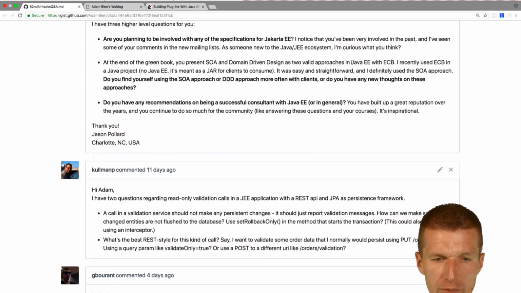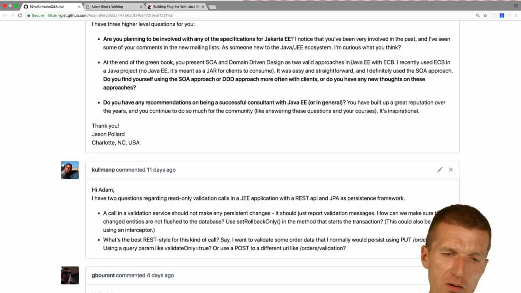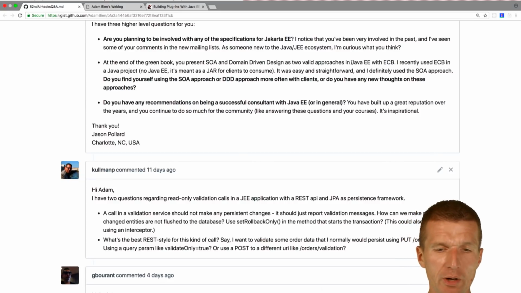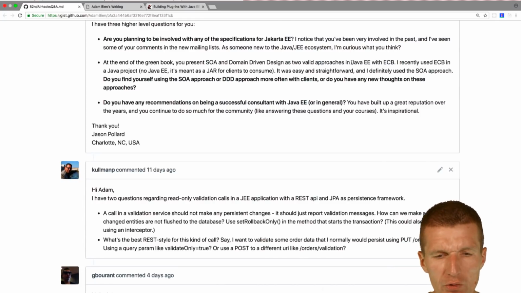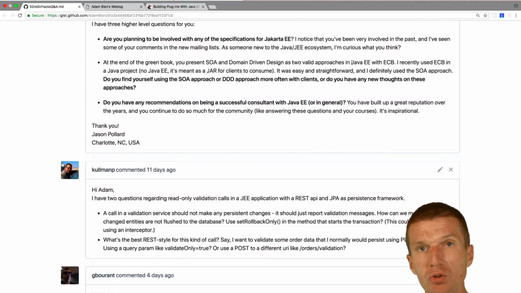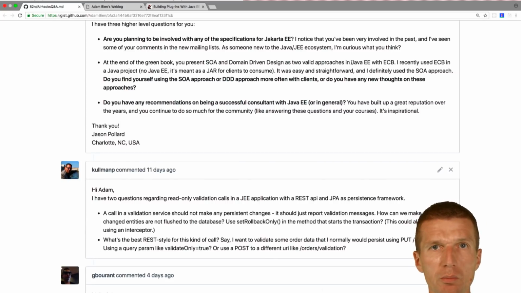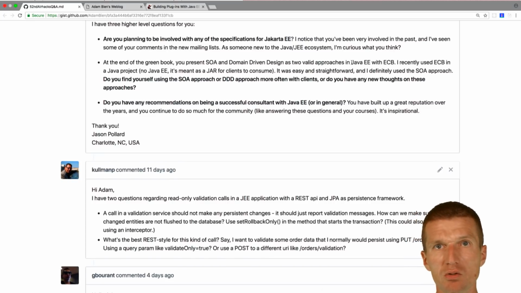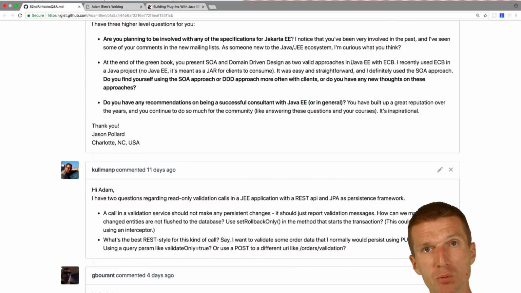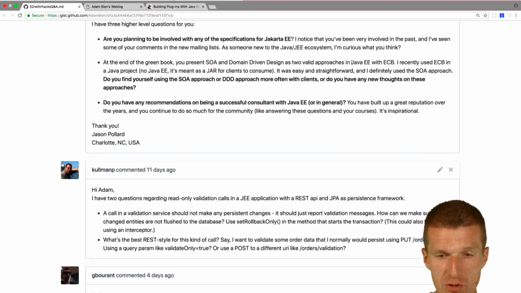Do you find yourself using the SOA approach or DDD more often with clients, or do you have any new thoughts on these approaches? So SOA, I meant the procedural approach, not SOAP. In the whole book, I didn't use any SOAP, so it's like a service-oriented or microservice-oriented approach and a domain-driven approach. What we use right now is more the procedural approach. Why? Because most of the microservices are remarkably simple. Usually what we have is dumb entities with JSON serialization back and forth, a boundary, and optional controls. This is most of my microservices.